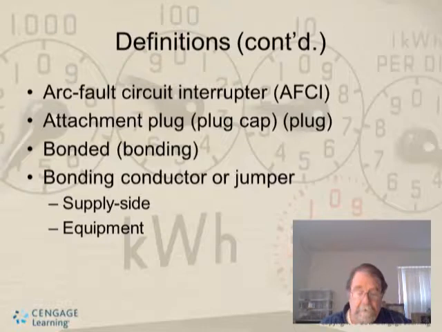Okay, the main bonding jumper is the connection at the service between the grounded circuit conductor and the equipment grounding conductor. These are all covered in Article 100. Main bonding jumpers must be made of copper or other corrosion-resistant material. A wire, bus, screw, or similar suitable conductor is acceptable as a main bonding jumper. And equipment bonding jumper: an equipment bonding jumper is a connection between two or more portions of the equipment grounding conductor.